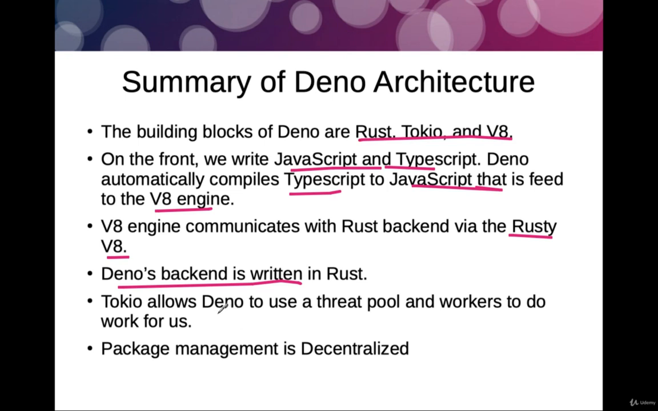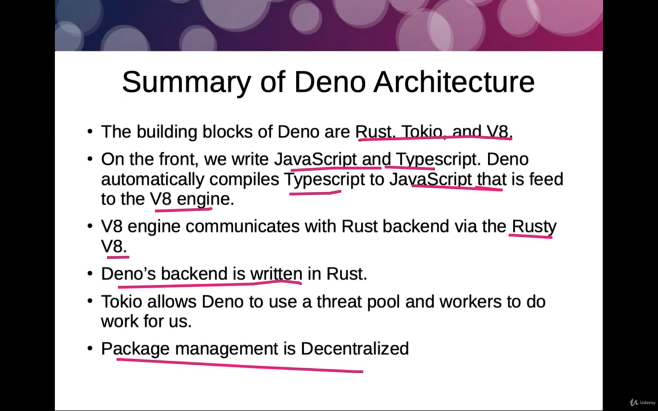Tokio allows Deno to use thread pools and workers in order to do parallel work. And package management in Deno has been decentralized. As of now, we will not discuss this in very much depth. We'll discuss this at a later stage when we talk about modules and tooling, right?